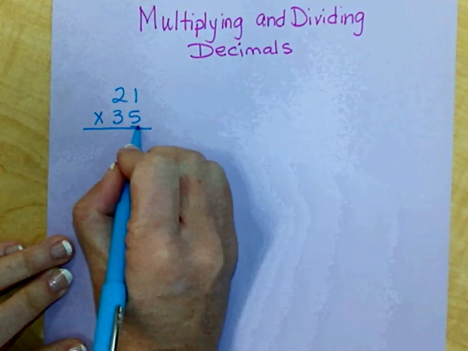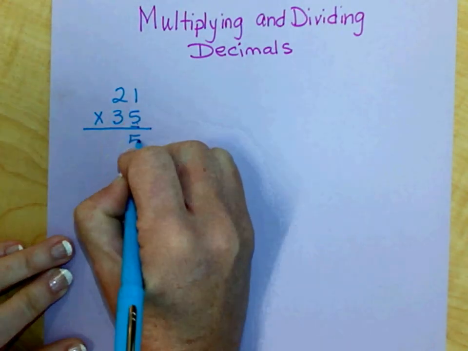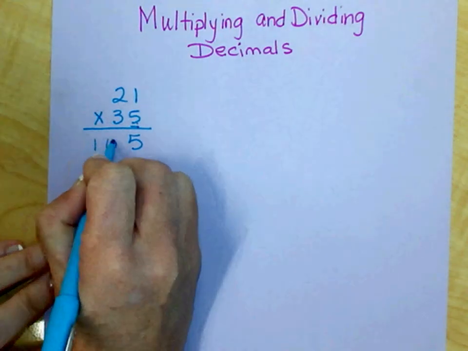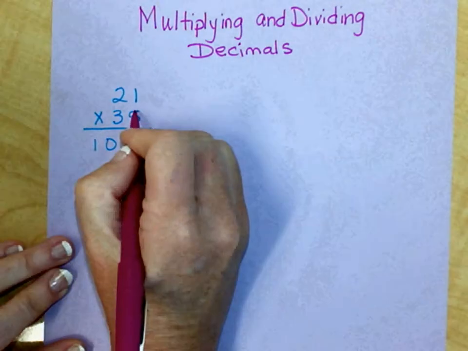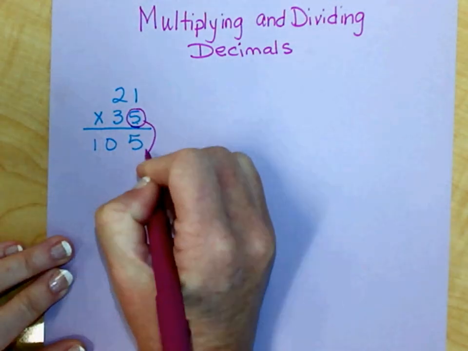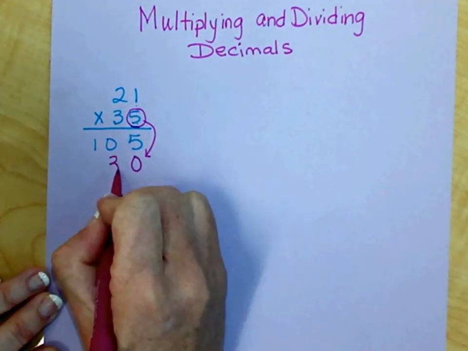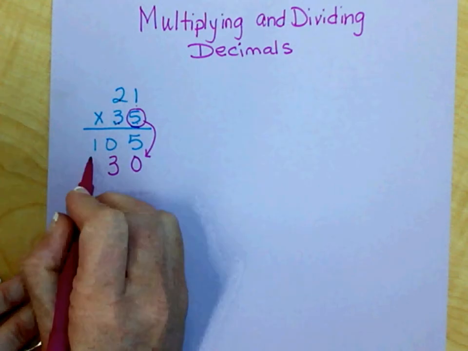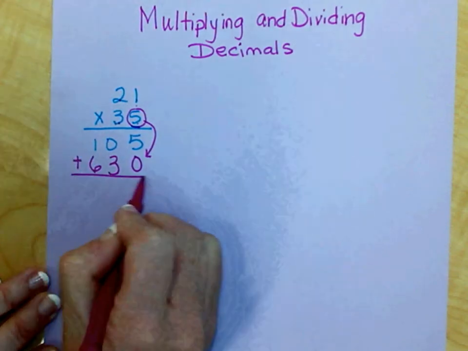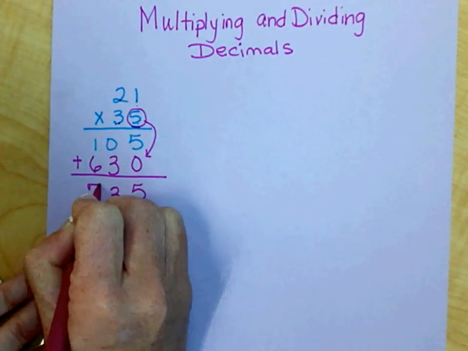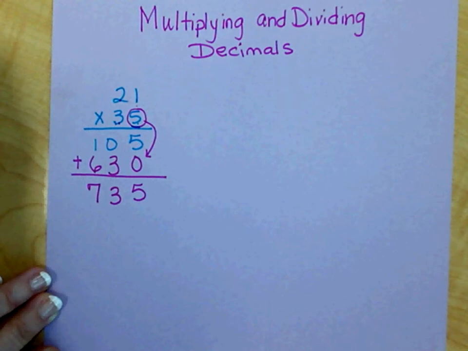If I start with the ones place, I say 5 times 1 is 5 and I record it. 5 times 2 is 10 and I record it. I am finished with the ones place now, so I bring down my placeholder of a 0 because I'm actually multiplying through by 30. So 3 times 1 is 3 and 3 times 2 is 6. Now I do my last step, which is add. 5, 3, and 7. I have 735.